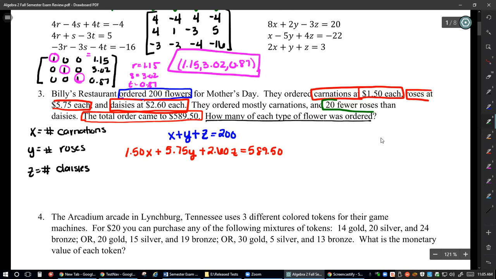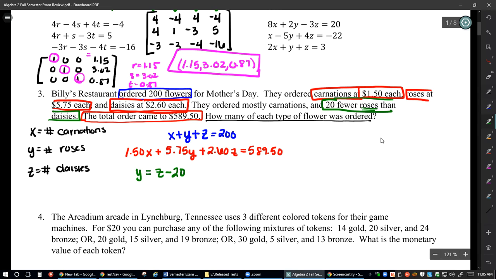And then the last equation is this one here that compares roses and daisies. There are 20 fewer roses than there are daisies. So fewer means we're going to subtract. And what this comes out to is roses are the daisies minus 20. So roses are equal to the number of daisies you buy minus 20. That's how you write 20 fewer roses than daisies in a math equation. So this is the written out system of equations that represents this situation.